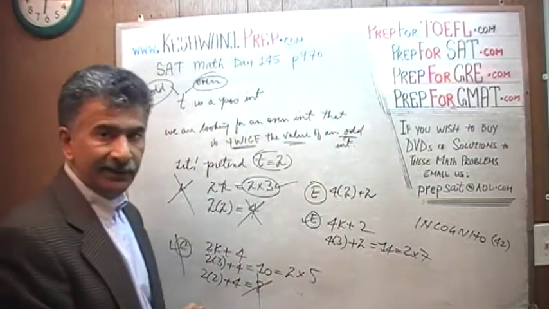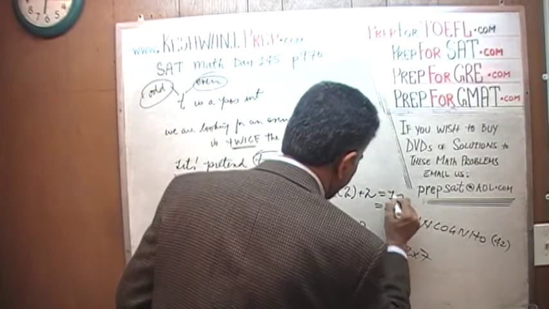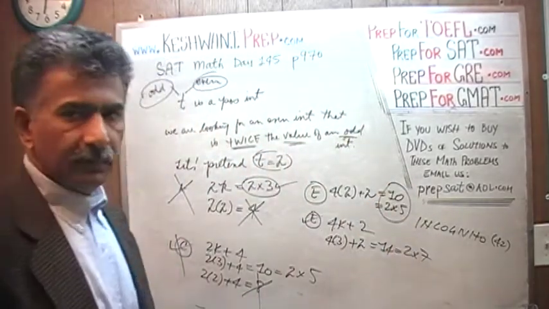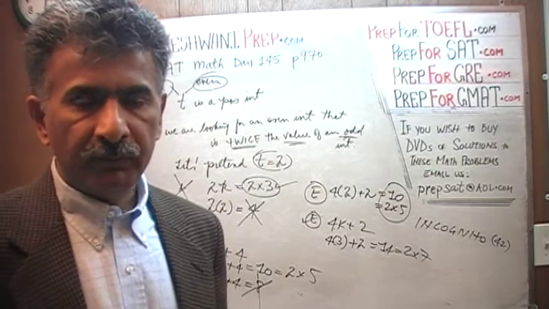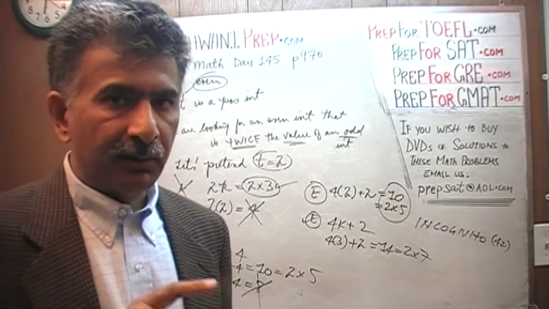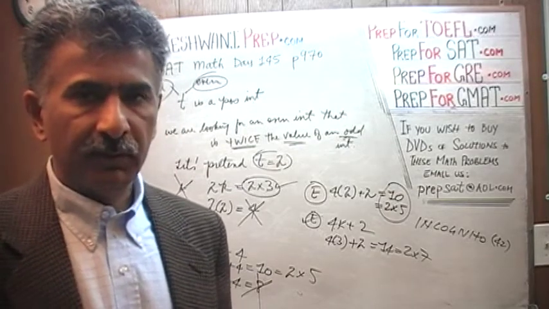4 times 2 is 8. 8 plus 2 is 10. And 10 can be written as 2 times 5. E is the only answer choice that can be written as 2 times an odd integer under both circumstances, under both scenarios. We have to cover our bases because we do not know.